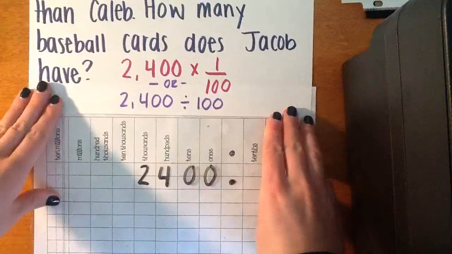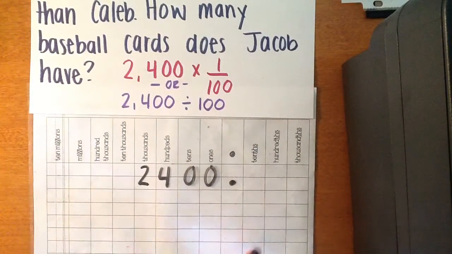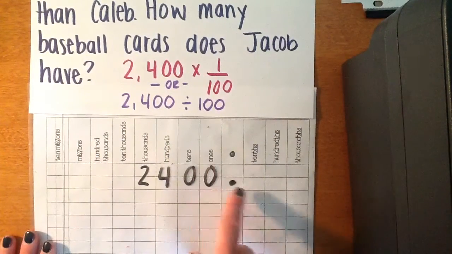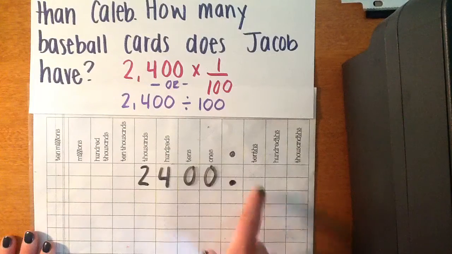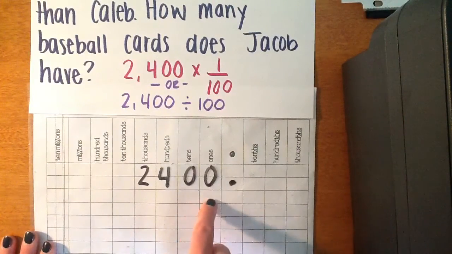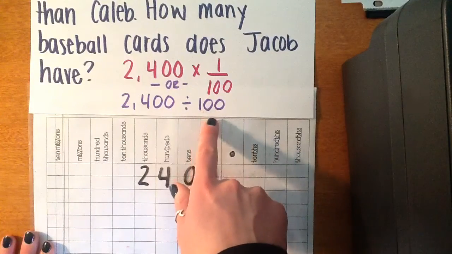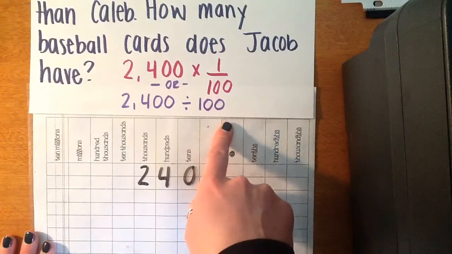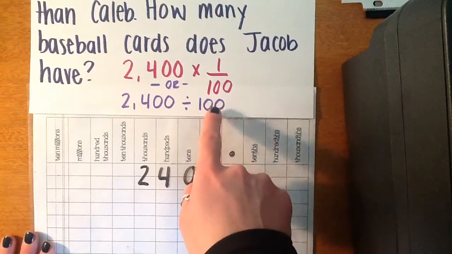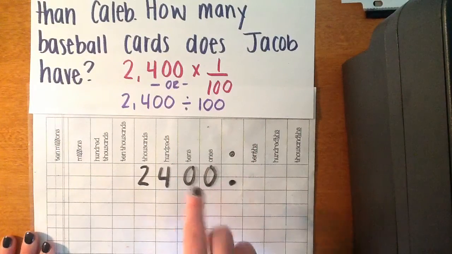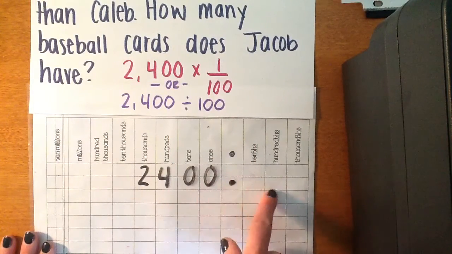But how many shifts do I have to move the digits? Well, the answer is 2 shifts because each shift either to the right or to the left is by a power of 10. So because I have 100, that's 10 times 10. 10 times 10 is 100, so that's 2 shifts. So I'm going to be doing 2 shifts to the right.